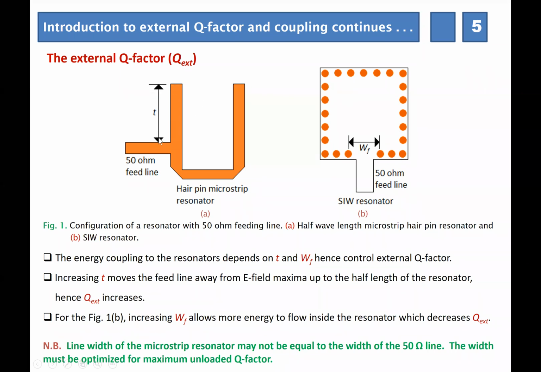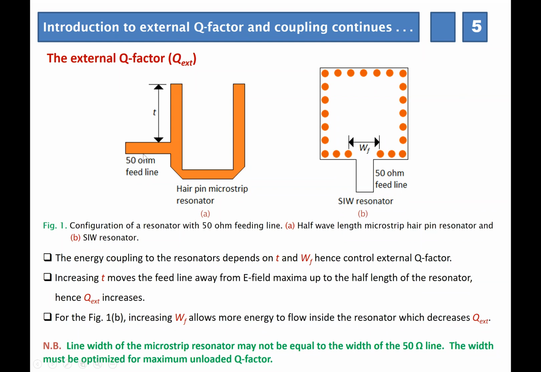So if we feed the microstrip line at either end of this microstrip hairpin resonator, maximum energy will be coupled, because we are feeding the line at the point where the electric field is maximum. So maximum energy will be coupled.